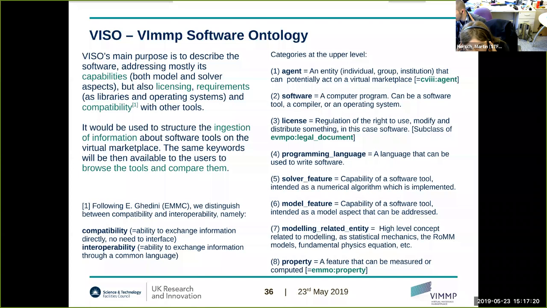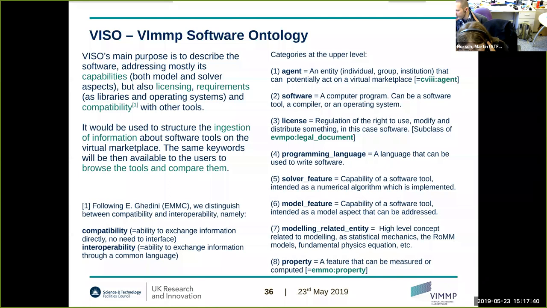So this ontology will be used to structure the ingestion of information on the marketplace. So for example, the software providers and owners will provide this information, fill this information on the marketplace. And then the same keywords that we define will be available to the users to browse the tools that are available and to compare them.